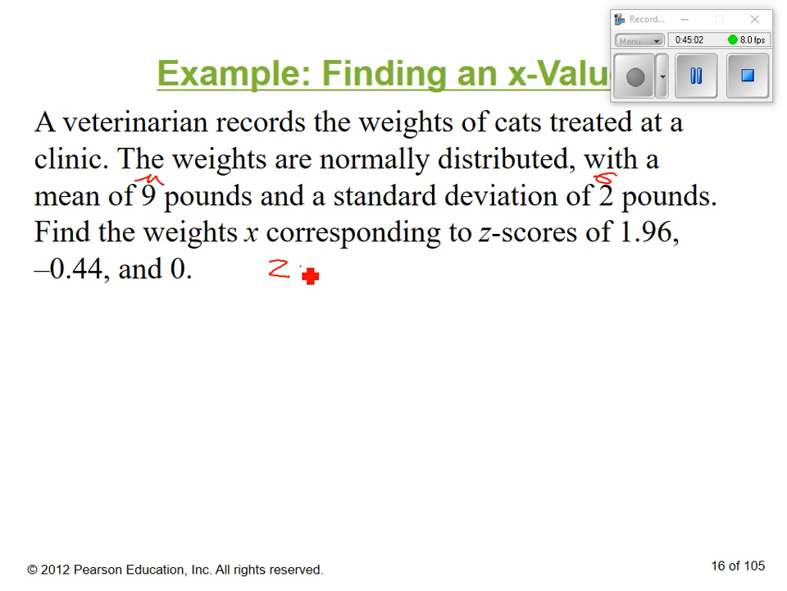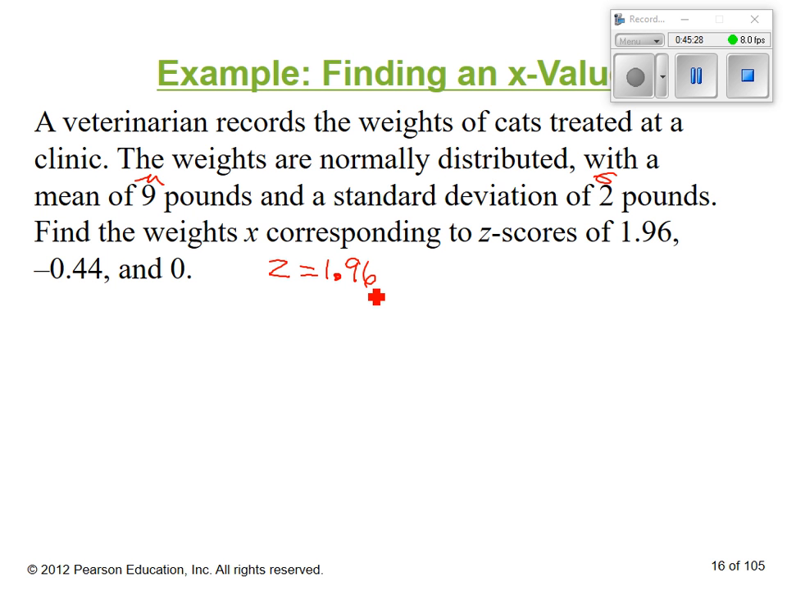So the first one, if we do the z-score of 1.96, first of all, what do we know about this cat if their z-score is 1.96? They're fat. This is a pretty fat cat because they're on the very, very high level here. Then your cat's probably not considered fat anymore. It's obese.